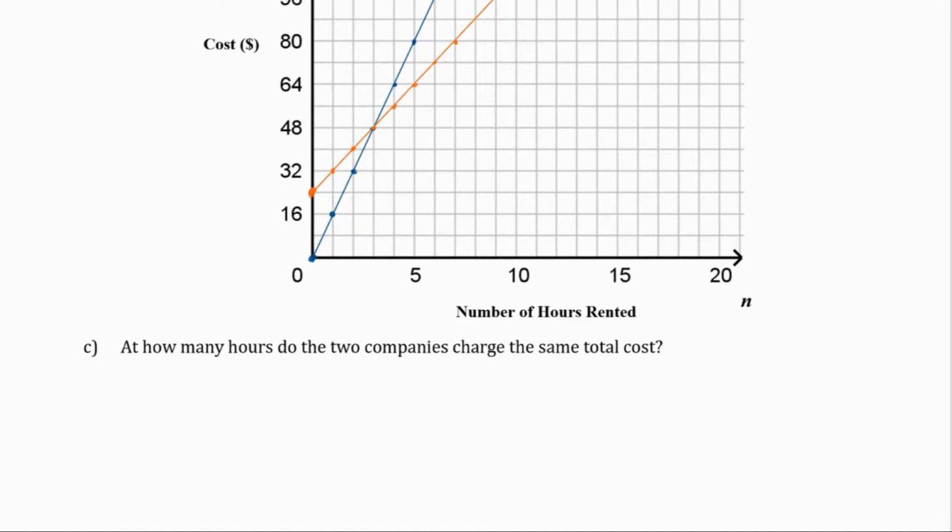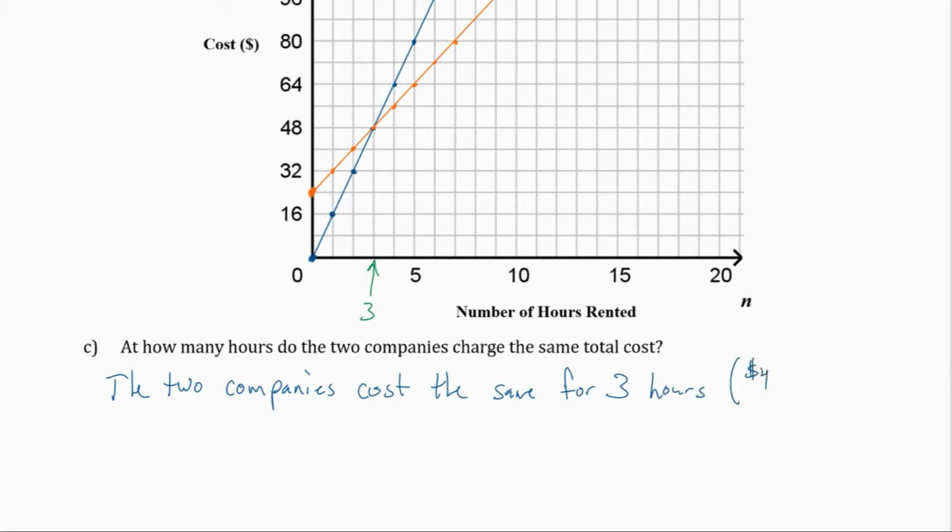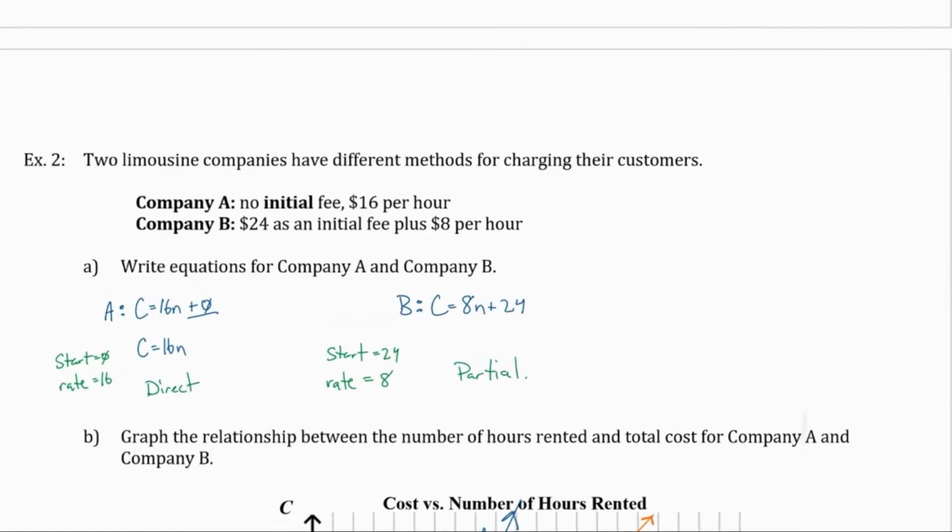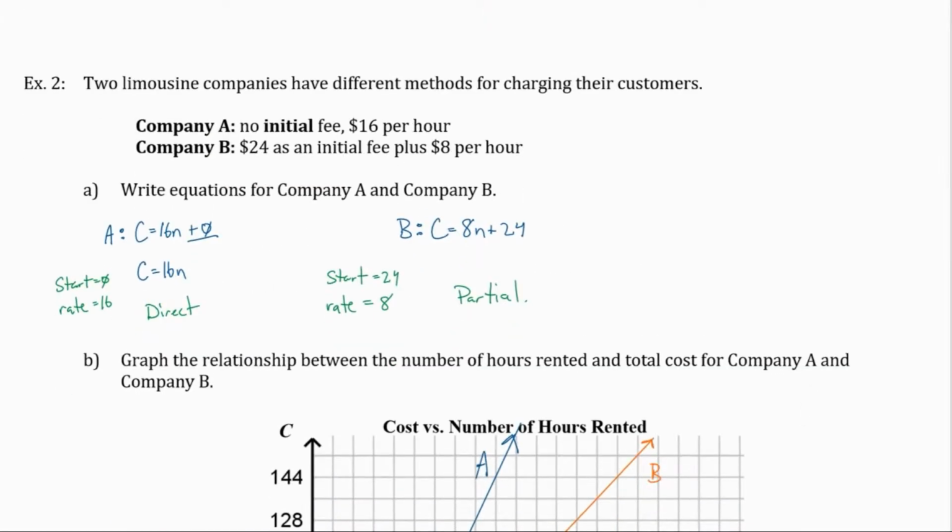Right here, which is at 3. That's where the two lines cross. That's where they cost the same amount for the same number of hours. So let me answer this question. The two companies cost the same for 3 hours. And that amount is 48, they both cost 48. If I put 3 hours into each of these equations, I'd get 48 for both of them. Okay, that's what that means.